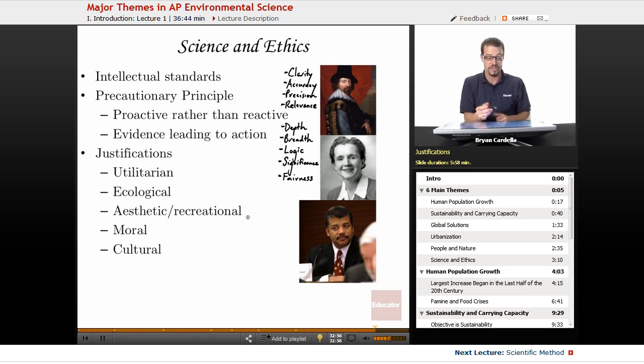Aesthetic and recreational justifications are similar in the sense that it's just the beauty of nature, retaining nature's beauty. If we just take from the environment and build and just destroy nature, it's not going to be as beautiful. Earth won't be as beautiful as what we remember. And related to recreation, going out in nature and enjoying the beauty is something that I think is a justification a lot of people can identify with.